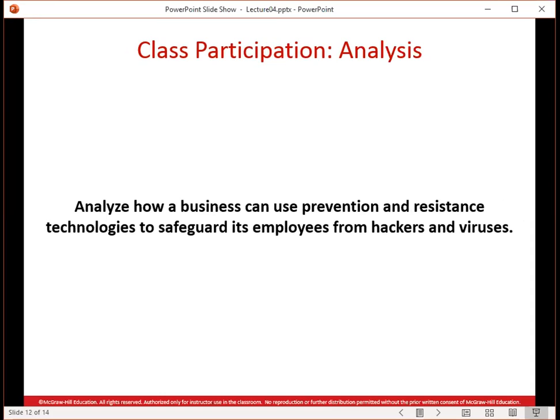Next, analyze how a business can use prevention and resistance technologies to safeguard its employees from hackers and viruses. So again, prevention and resistance. Content filtering is one of these, and that occurs when organizations use software that filters content such as emails to prevent accidental or malicious transmission of unauthorized information.